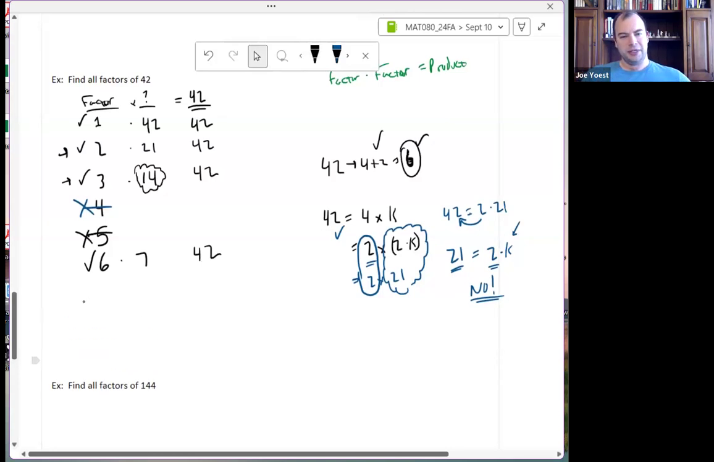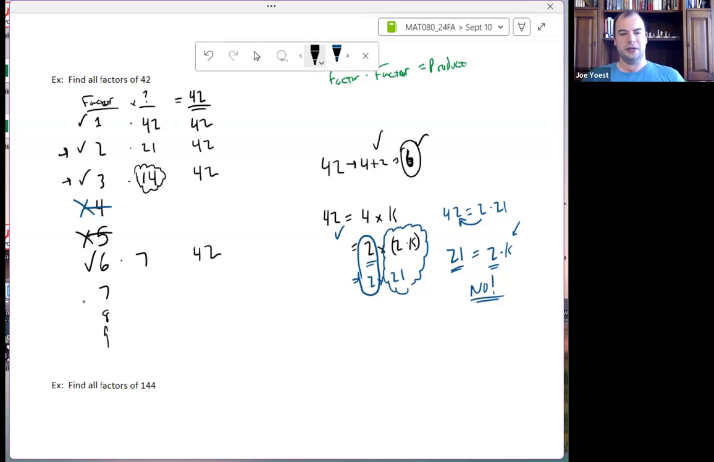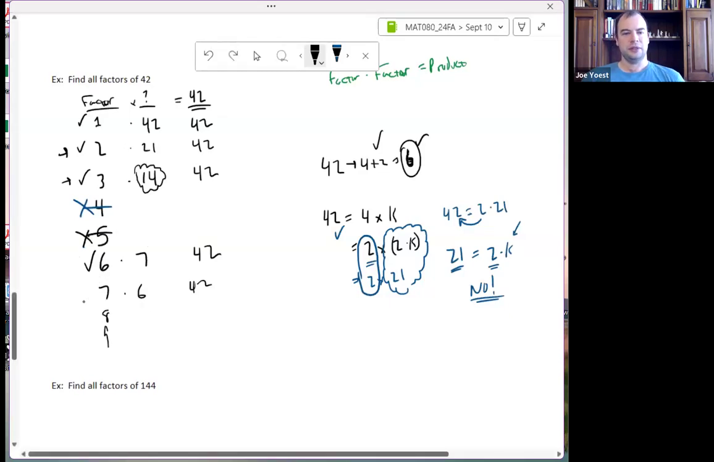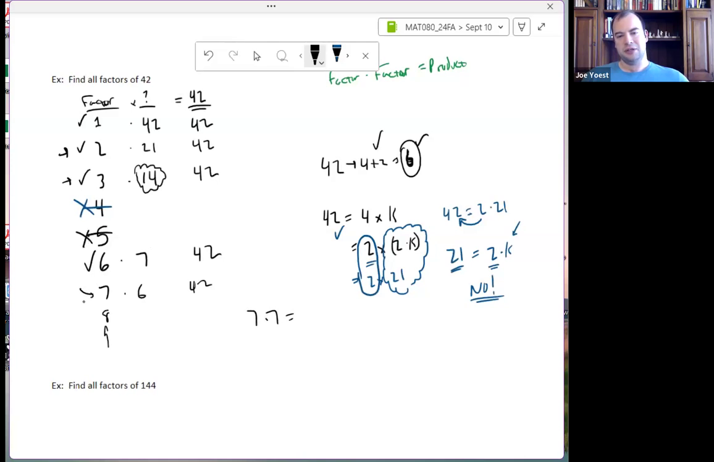Now, I might be tempted to keep going, 7, 8, 9. These are all good counting numbers. But notice that if I keep going, what do I get? I get 7 times 6 is 42, but I already have that one, right? So once I get up to a number where, say, 7 times 7 is 49 and 6 times 6 is 36, once I get up to a number where that number times itself has surpassed the number I'm interested in, I basically stop looking, right?